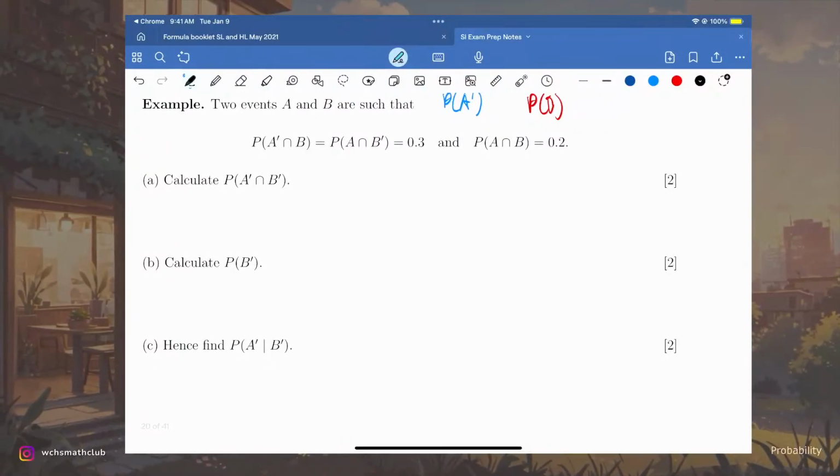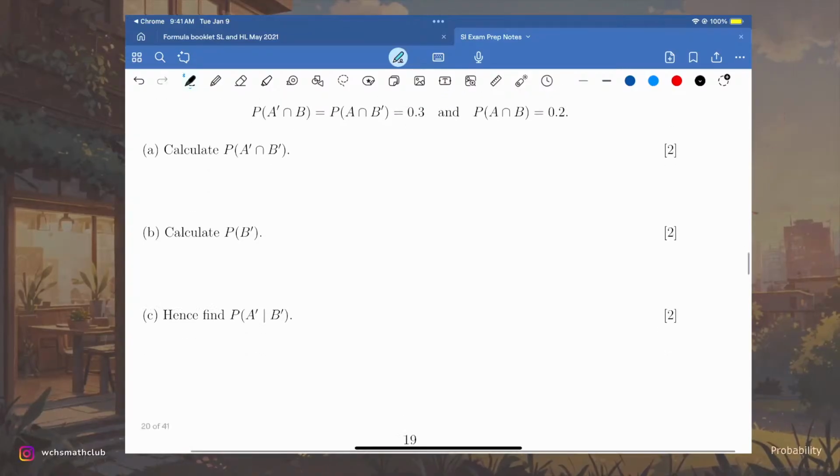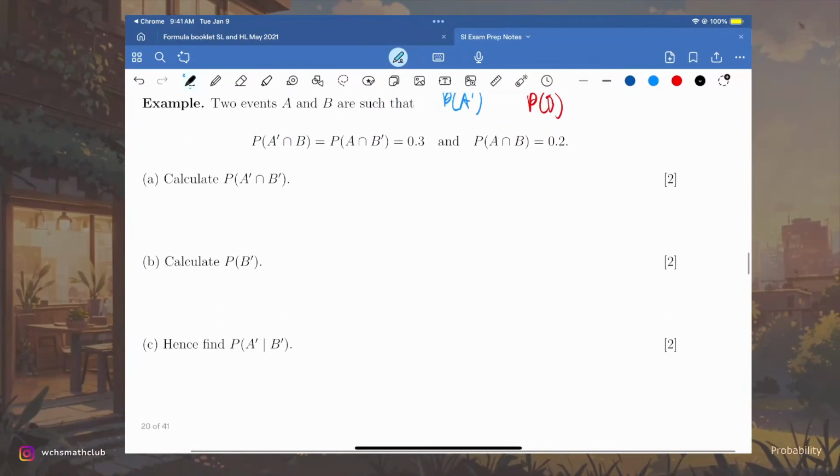This one is about mutually exclusive events, I believe. We're going to give you around 5 minutes to practice with these two.